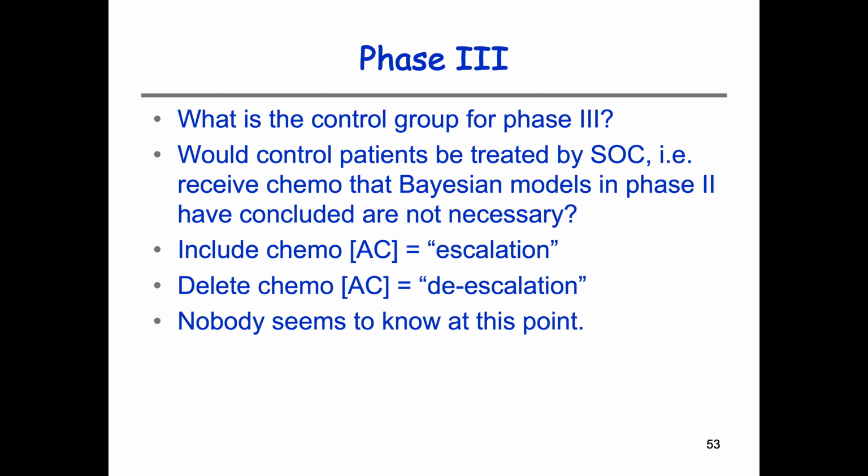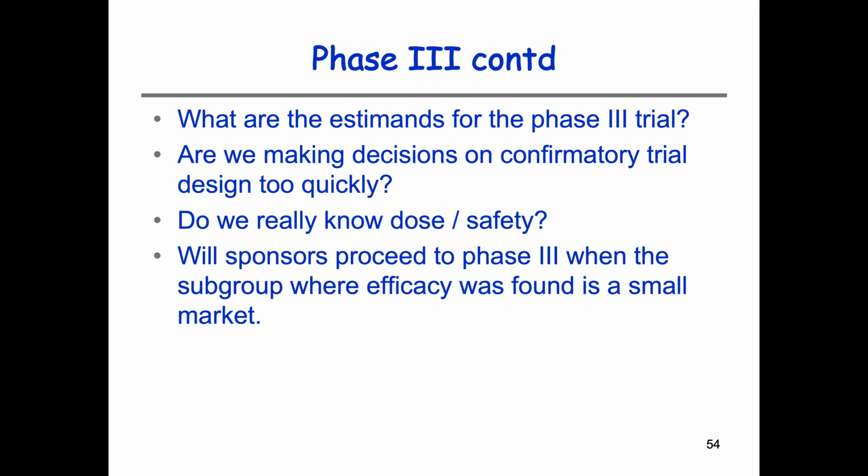But so again, nobody seems to know exactly what the control group would look like. Now, okay, let me start over. What are the estimands for the phase 3 trial? Not only is this new and has to be included, but for the Bayesian models for the posterior probability of success, is that using an estimand? Is it the treatment policy estimand? Is it the while-on treatment? Is it a composite estimand? These have to be answered.